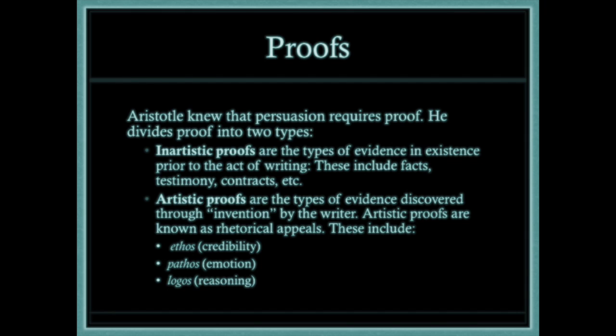Aristotle knew that persuasion requires proof. He divides proof into two types. Inartistic proofs are the types of evidence in existence prior to the act of writing. These include facts, testimony, contracts, etc. Artistic proofs are the types of evidence discovered through invention by the writer. Artistic proofs are known as rhetorical appeals. These include ethos or credibility, pathos or emotion, and logos or reasoning.